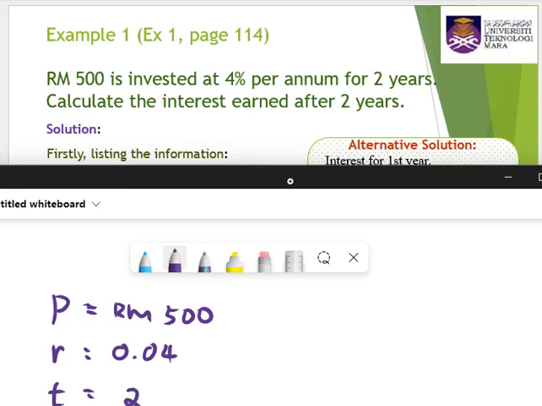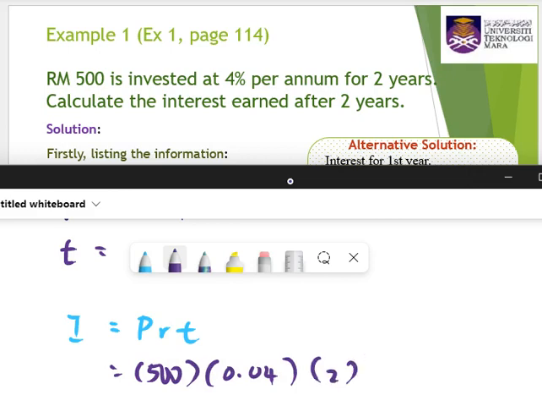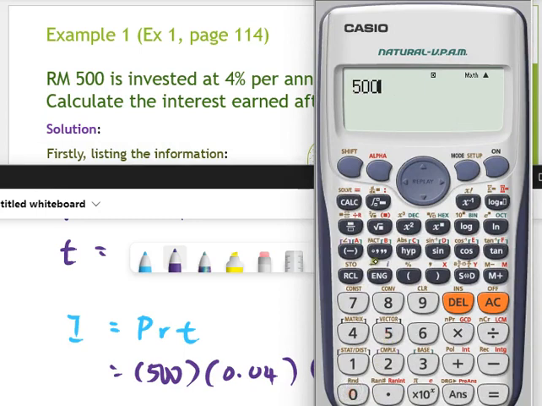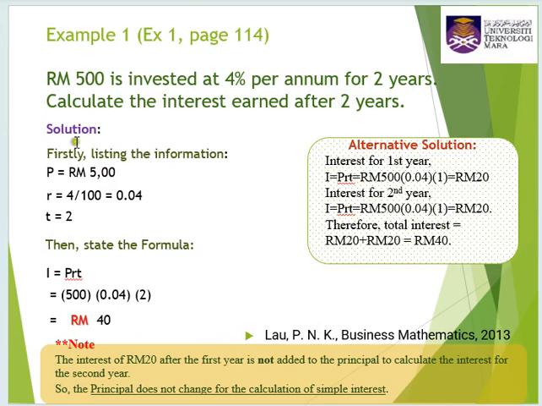Once you have listed out all the information, we can get the formula, that is I equal to PRT. Substitute all the information that you have: P is 500, R is 0.04, T is 2. Then calculate it: 500 multiplied by 0.04 multiplied by 2. So you have the answer of 40. To answer the question, do remember to have the unit RM for your last answer. So that will be your full answer.